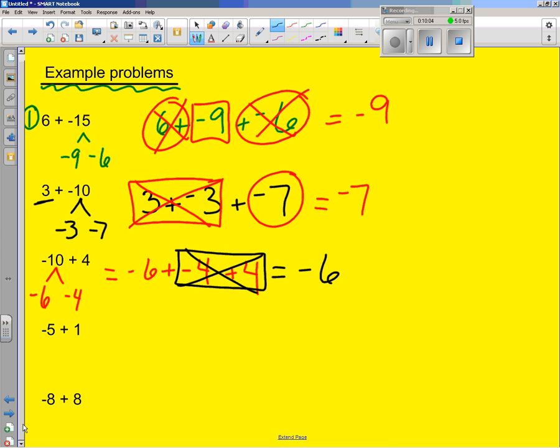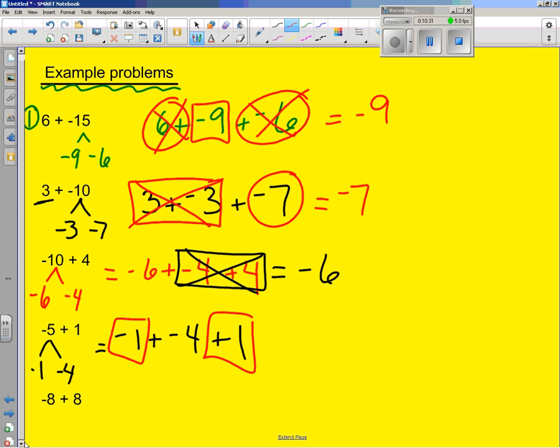Down here, I have negative 5 plus 1. I'm trying to find the additive inverse of this 1 right here. So I'm going to split negative 5 up in a way that's going to give me a 1. So negative 1, and then what's left over from negative 5? Negative 4. Rewrite my expression, negative 1 plus negative 4 plus 1. Find my pair of additive inverses right here. They cancel each other out, and I'm left with the answer of negative 4.